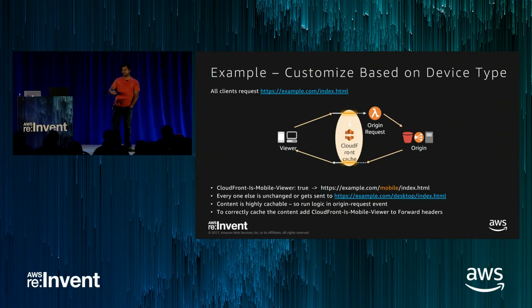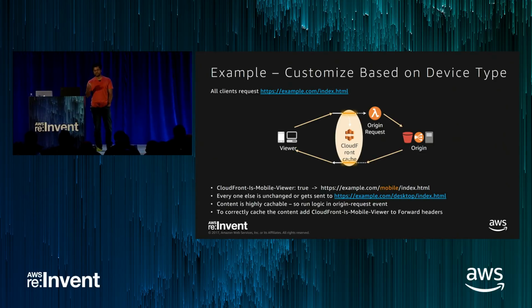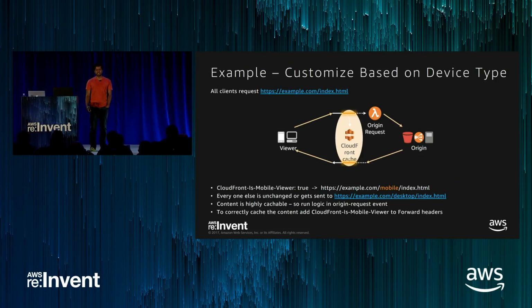And let's take a deeper look at a particular one, which is modifying the request based on the device type. In this case, I'm choosing to run this logic in the origin request event. That means that I've already looked in cache, and it's not there in cache. I look at the request and then decide, OK, this one's a mobile viewer, and then add the /mobile into the URL, and then send that request out to the origin. Because my content is highly cacheable, I'm doing it this way. If that's not the case, you can just as well do this in the viewer request event.